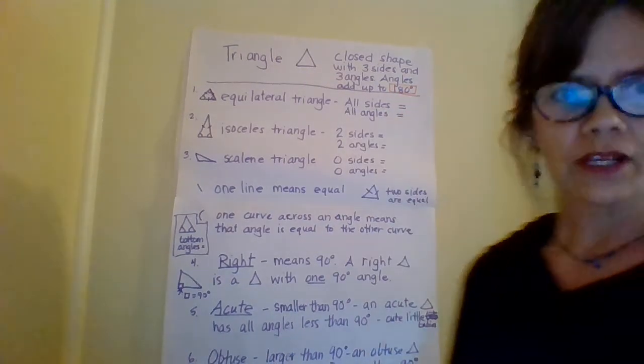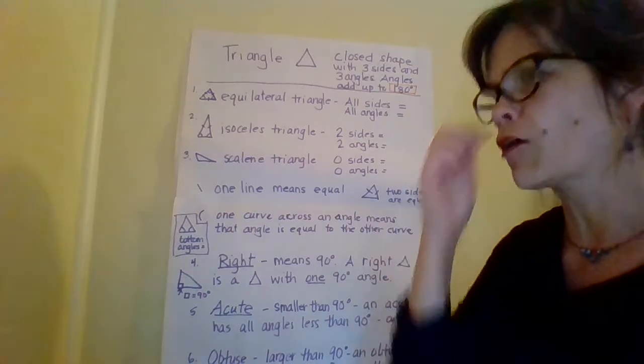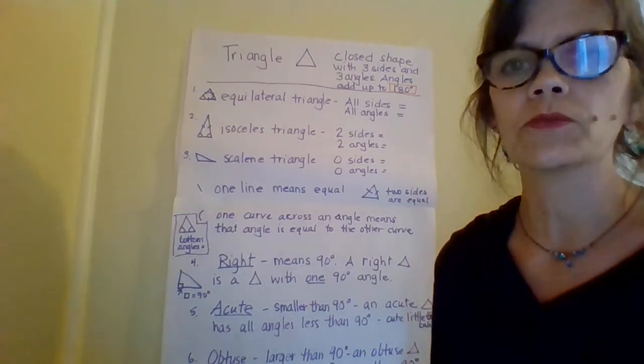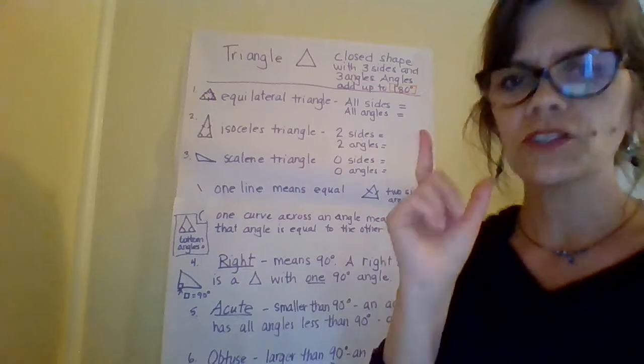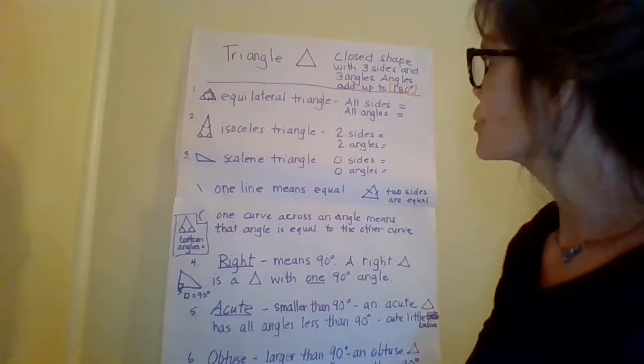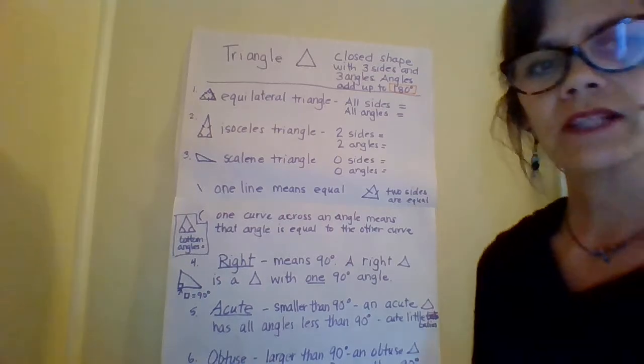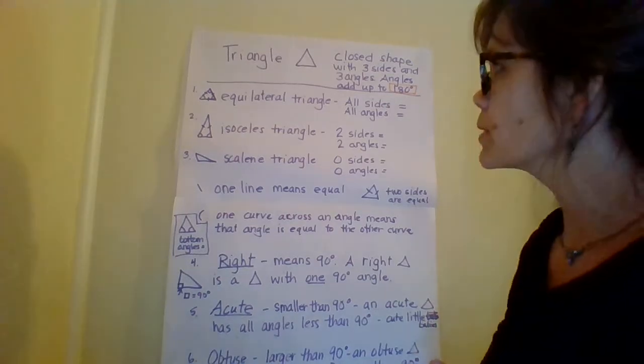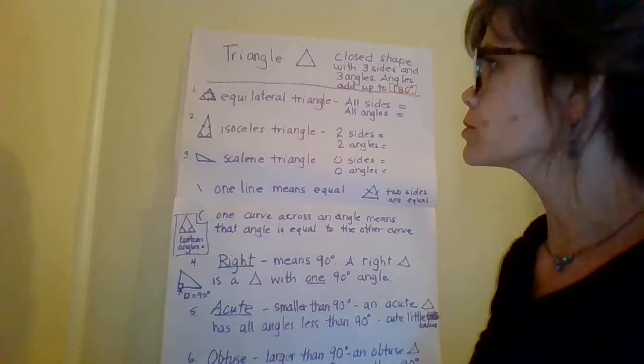So there's going to be some problems that we need to solve, and they're kind of mystery problems where you have to figure things out. And you just need to know the angles in a triangle all add up to 180 degrees. So let's talk for a minute about some vocabulary around types of triangles.